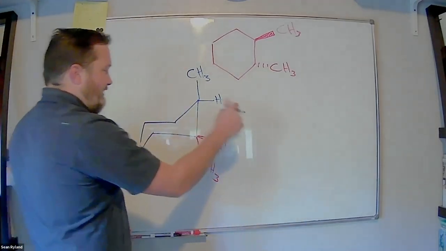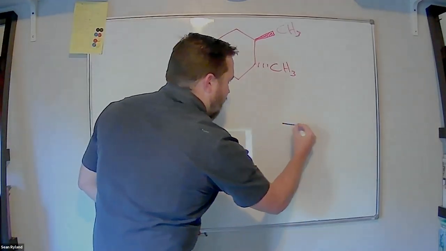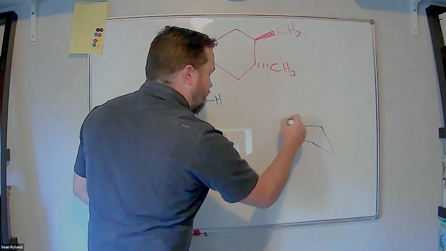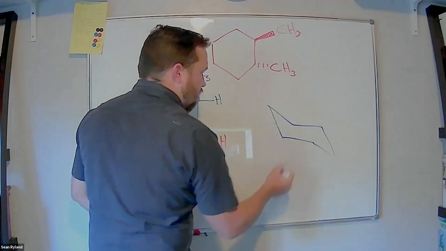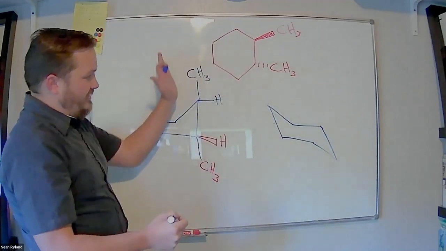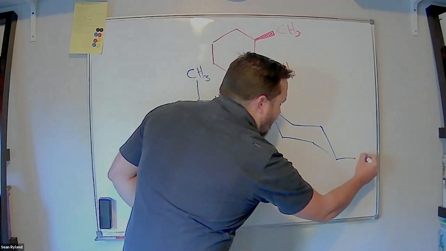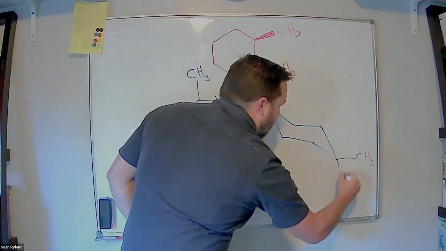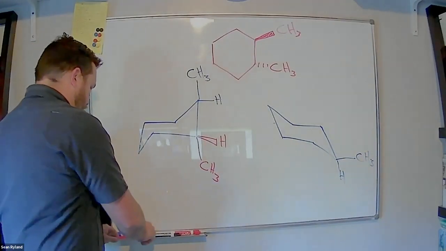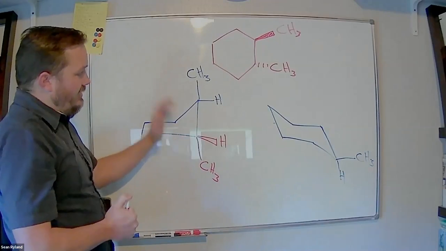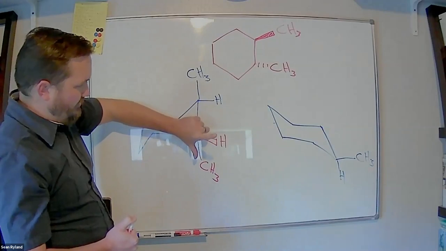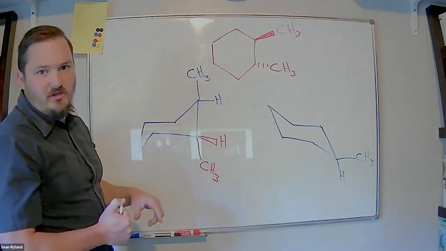So when we flip that downward, we wind up with this methyl that was sticking up is now sticking over, hydrogen sticking down. This one, that hydrogen now is going to rotate up, and the methyl is going to rotate out towards us.